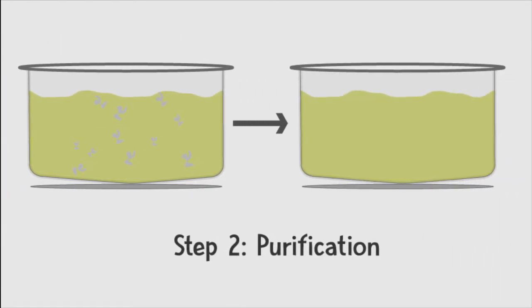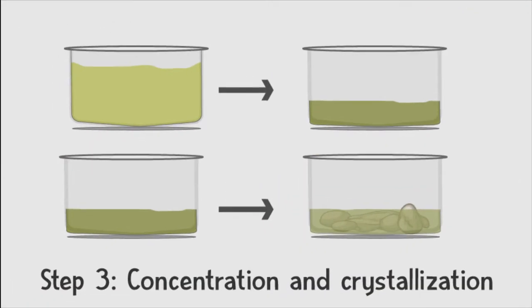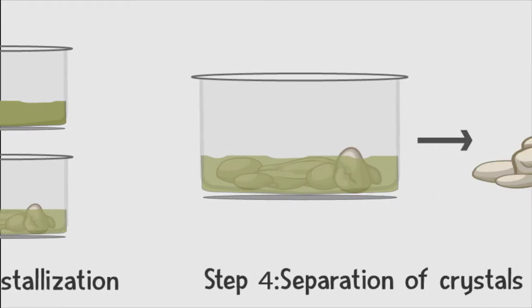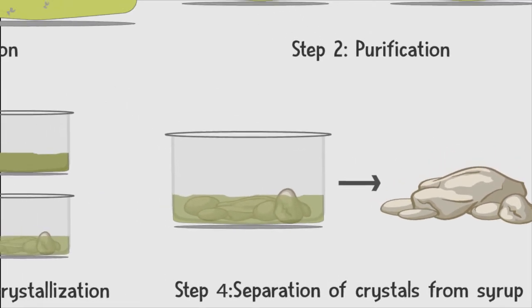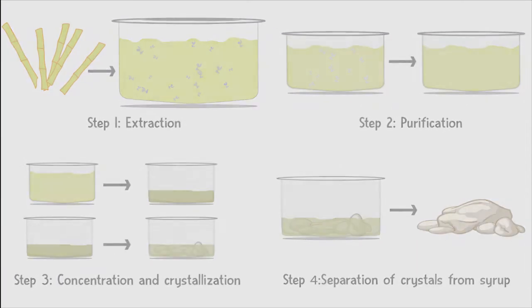This step removes any impurity present in extracted juice. Third step is called concentration and crystallization. Fourth step is separation and drying of crystals from the concentrated syrup. Let me explain each of these steps in detail.